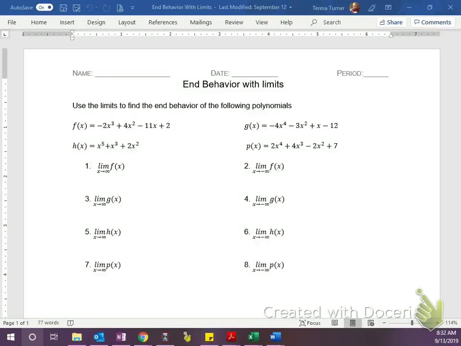All right, so this is probably your first introduction to the word limits. Yes? Have you seen limits before? All right. I didn't give it to you on paper. I posted it in the notebook, or you can just write it on your paper.